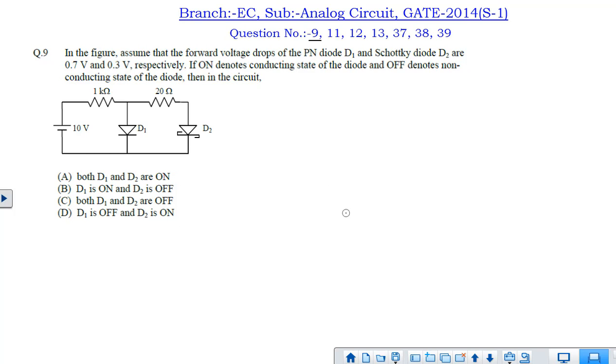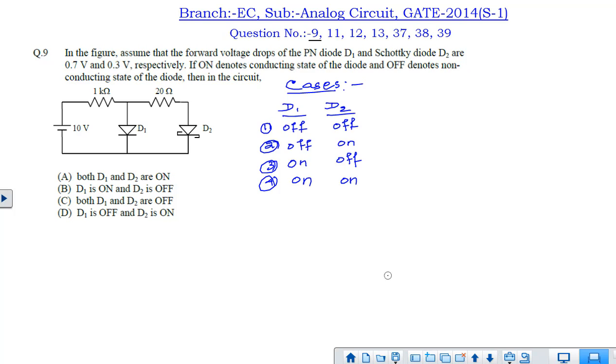So as there are two diodes, basically we have four choices. That is, D1 can be off and D2 can be off at the same time, or one can be on and one can be off, or both are on. So we will check by taking one condition at a time, and we will see which one is actually correct.